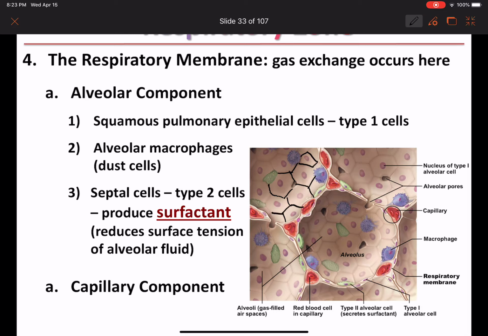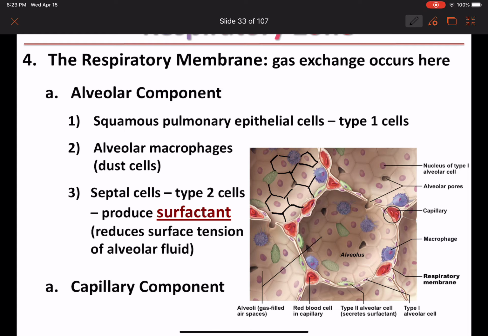They're kind of flagstone shaped or hexagonal shaped cells. Very, very thin cells. So they basically create this spherical-like architecture of the alveolus.